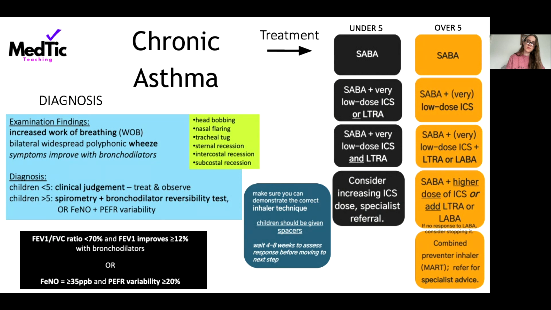You move up a step in the ladder, just like adults, if they're using the reliever inhaler 3 or more times within a week. And you can move back down to a lower step on the ladder to find the lowest controlling therapy, because we obviously don't want to give kids more medications than they need. Okay, if we just move on to the next slide.